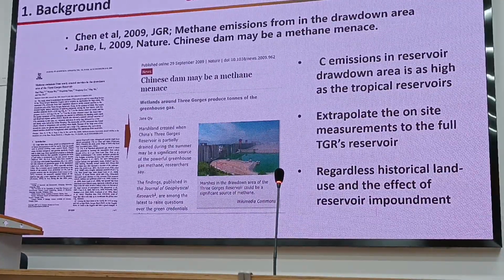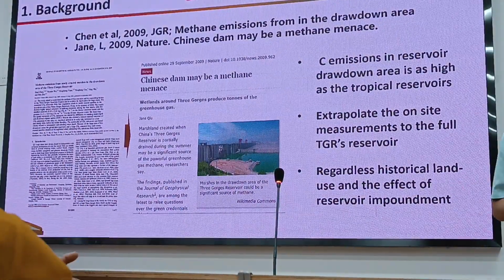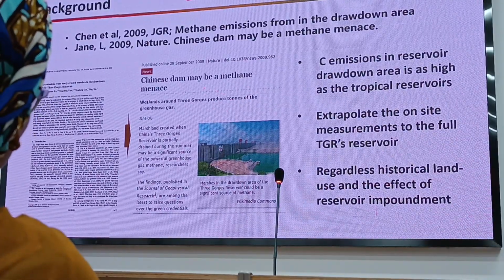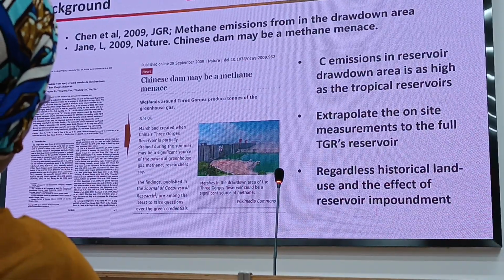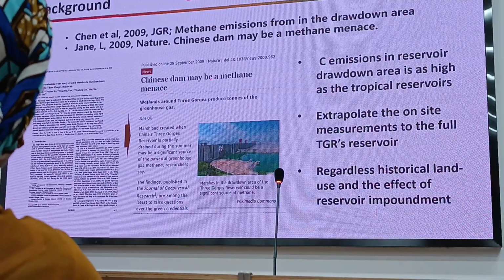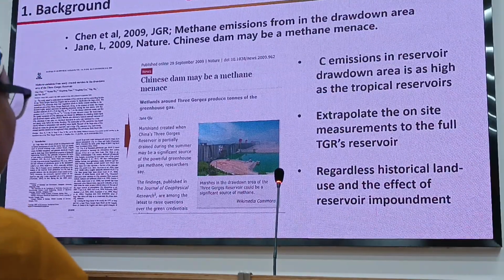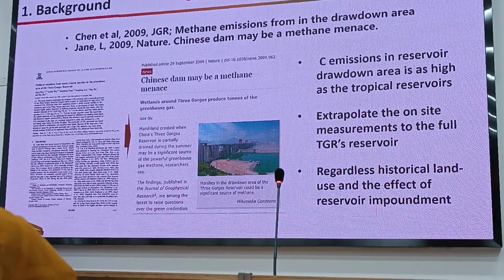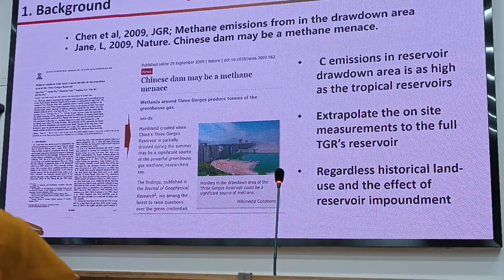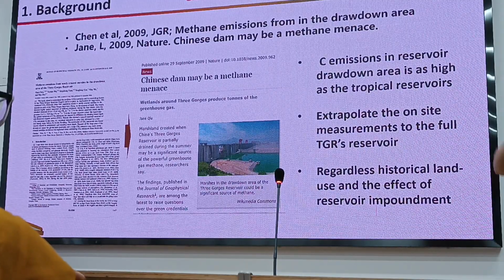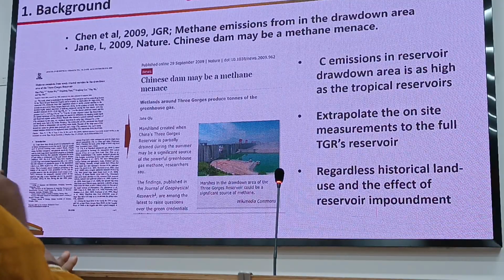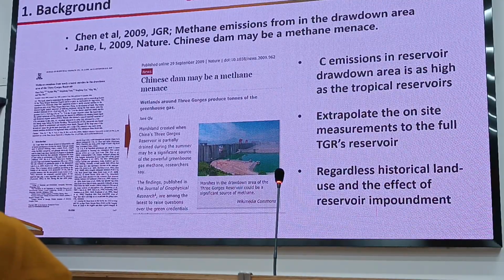So China experienced a tough time in 2009. You can still find this news in Nature, published by Jane Qiu: the Chinese dam may be in 10 minutes. It's originally cited from a paper that discussed methane emissions after the flooding of new reservoirs, which reported that there are a lot of methane emissions. So they cited this paper and talked about the Chinese dam maybe in 10 minutes.